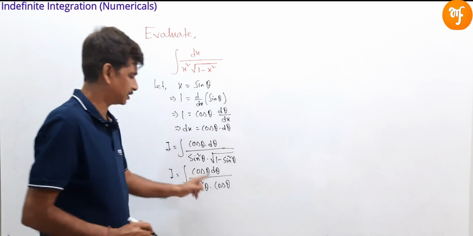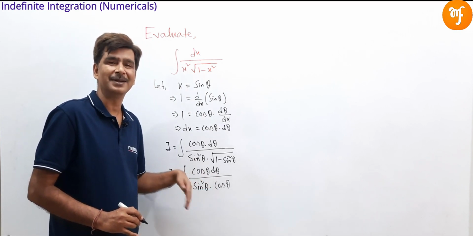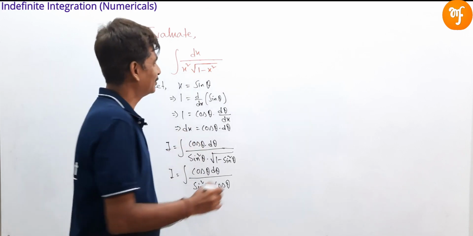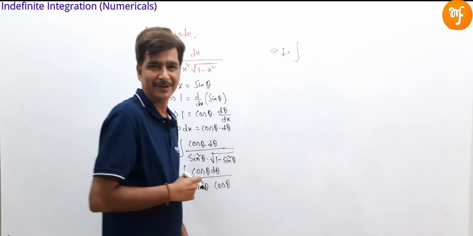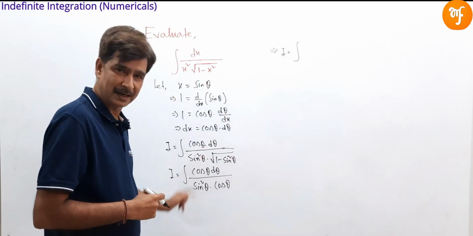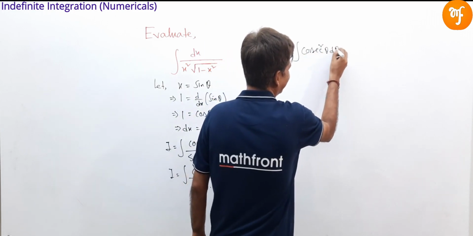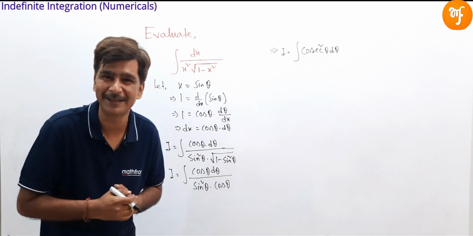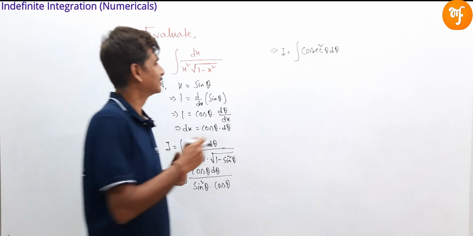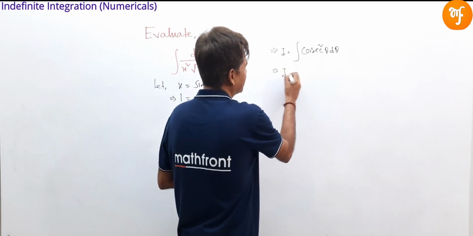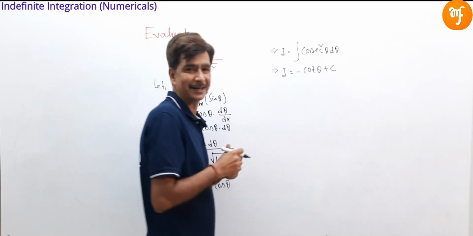So obviously cos theta is cancelled. So this becomes 1 by sine square theta d theta, which can be written as cosec square theta d theta. So I can be written as the integration of cosec square theta d theta. Okay, clear? Now the integration of cosec square theta d theta is just the standard formula, equal to minus cot theta plus c. So we can write I is equal to minus cot of theta plus c, where c is the integration constant.